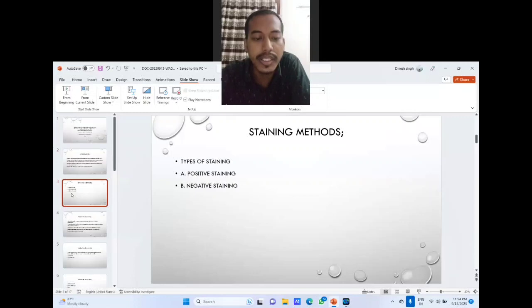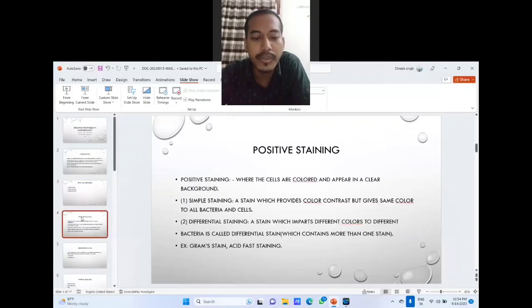In staining methods, staining can be of two types. One is positive stain and the other is negative stain. In case of positive stain, what happens? Normally, bacterial cell walls are negatively charged, and the stain that we are using in case of positive stain is positively charged. So, as a result, they attract each other. Bacterial cells are colored and appear against the background.